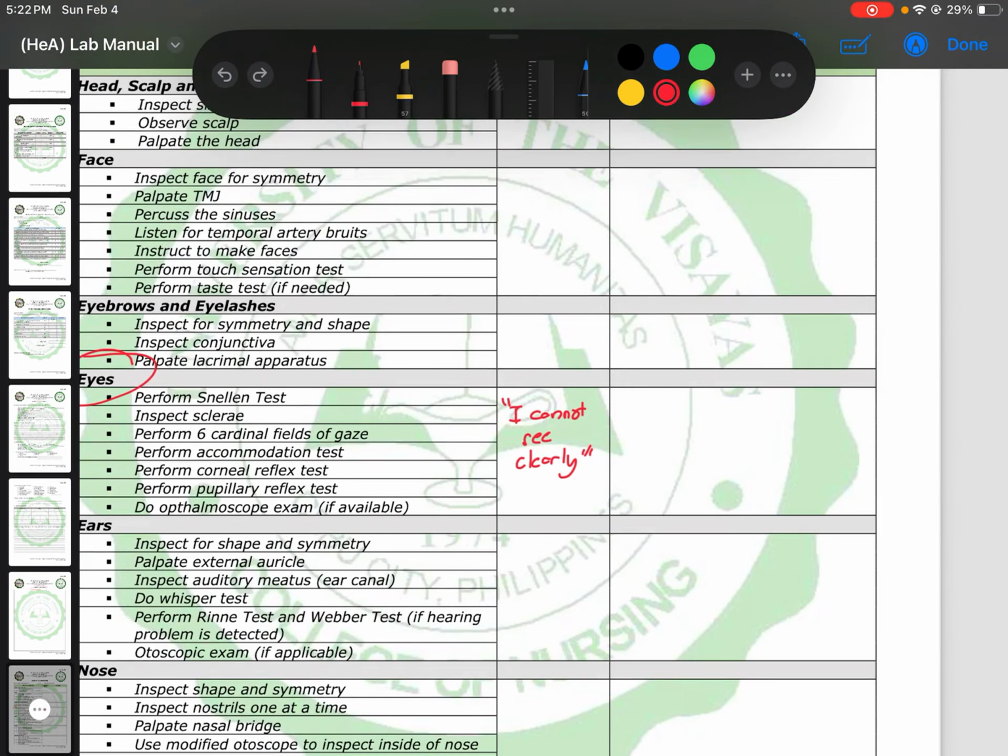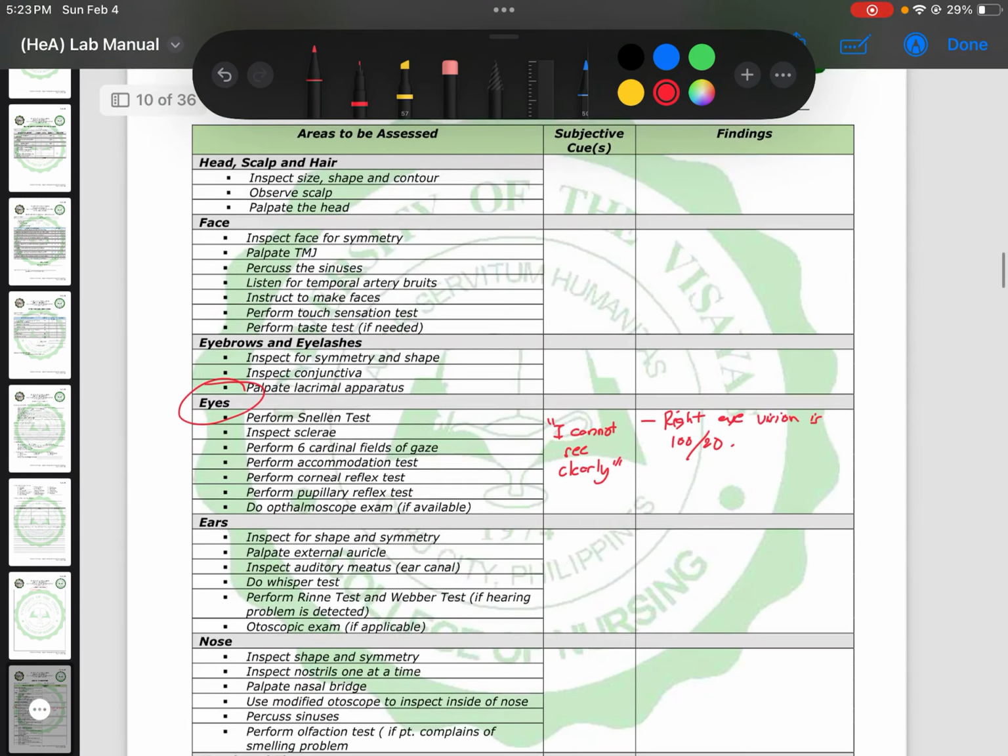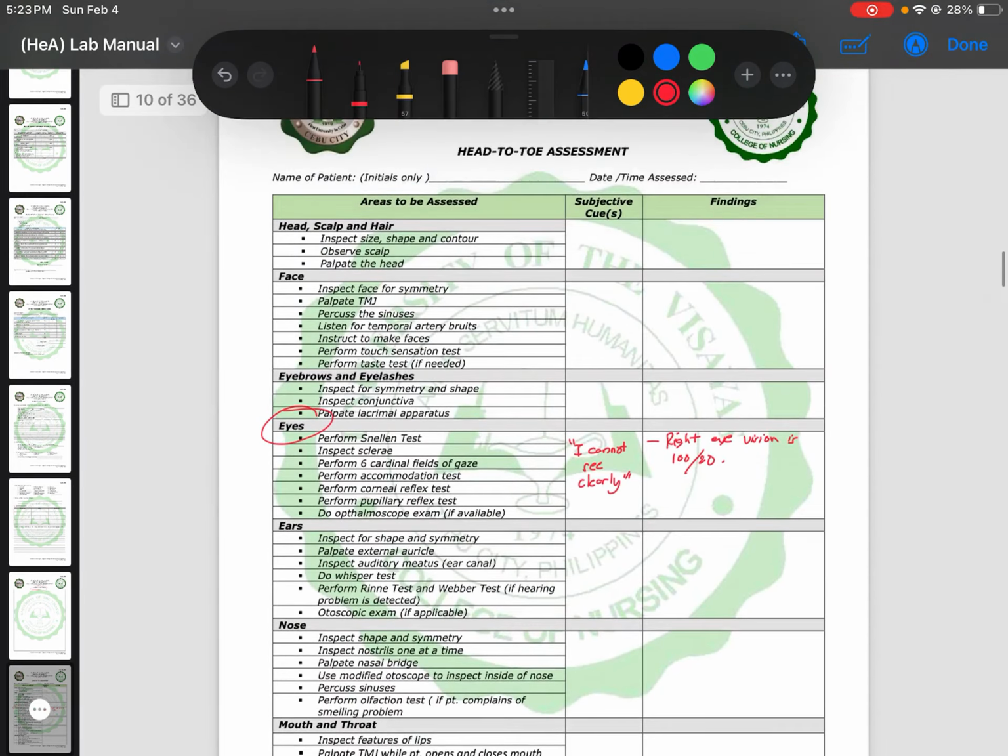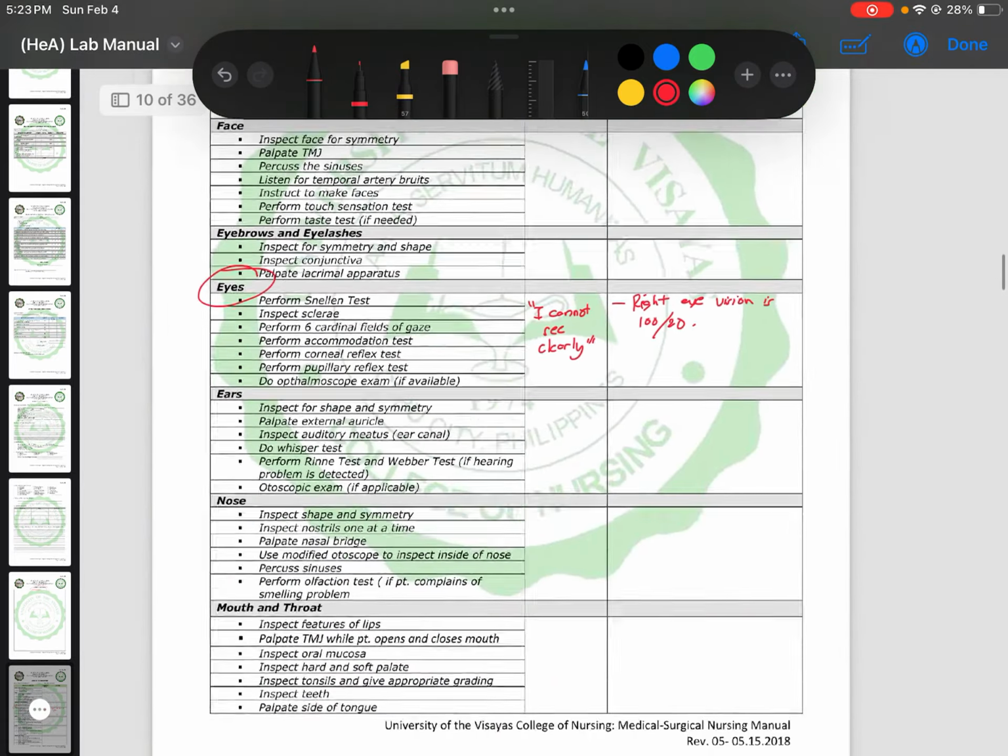Now, your findings, class, let's say for example during the Snellen's test, we found out that their right eye vision is 100/20. That is an abnormal finding, right? It's supposed to be 20/20. And this is how we usually document, no?